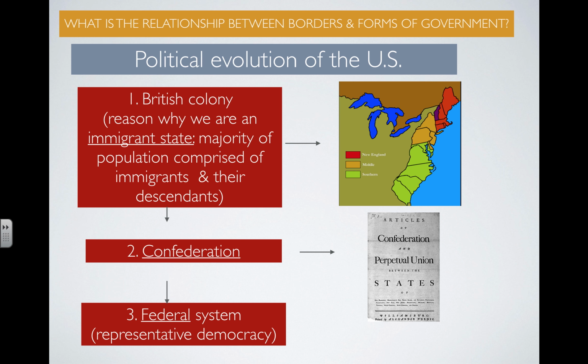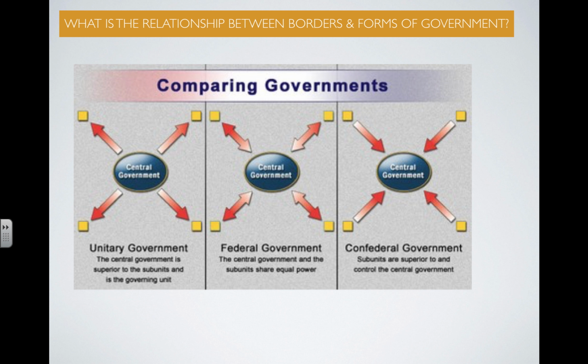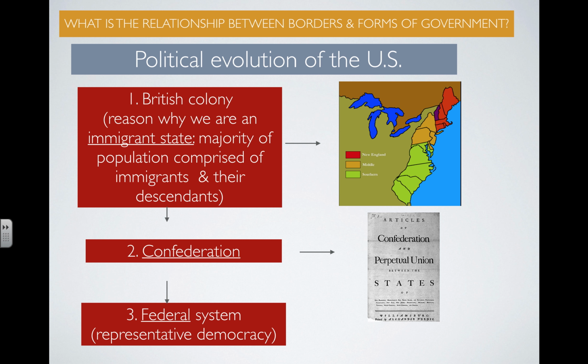Keep it in mind because when we look at how the United States evolved into their own political system, going back to the graphic, we went from the unitary government, which would be the monarch of England, then Confederacy, then federalism. So let's break down what I just said. On the left-hand side of your notes, please put political evolution of the United States. We're going to take a look at how the United States evolved through these different forms of government.